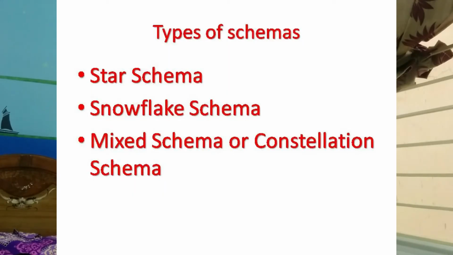Okay, the other one is schemas. As I discussed earlier, schema is one part of the database main objects. There are three types of schemas: star schema, snowflake schema, and mixed schema or constellation schema. Star schema: what is star schema? It looks like a star, with the fact in the center surrounded by the dimensions. It's connected to all the dimensions. That is the star schema.